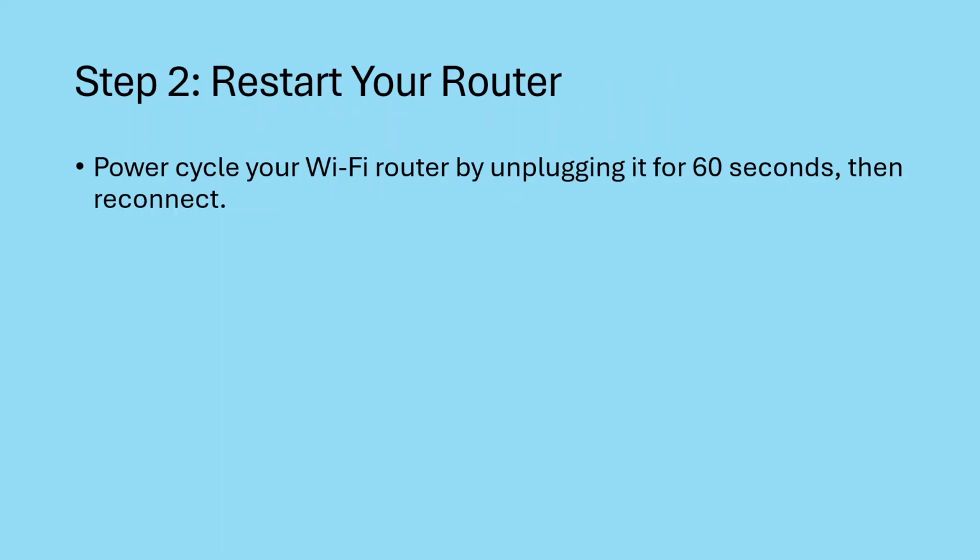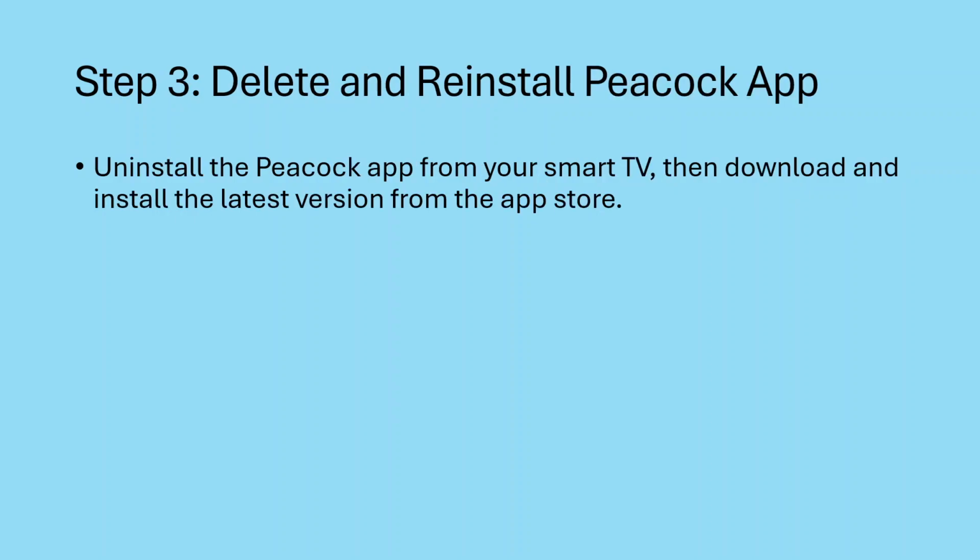Step 2. Restart your router. Power cycle your Wi-Fi router by unplugging it for 60 seconds and then reconnect. Step 3. Delete and reinstall Peacock app. Uninstall the Peacock app from your Smart TV, then download and install the latest version from the App Store.